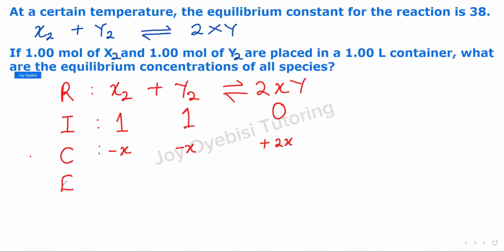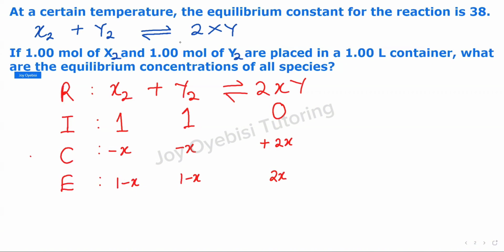Now, E is known as equilibrium concentration, and equilibrium concentration would just be bringing the I and the C together. So 1 minus X for this one, and this would be 1 minus X as well. While this is 0 plus 2X, that is 2X. So we have our RICE table or ICE chart set up.